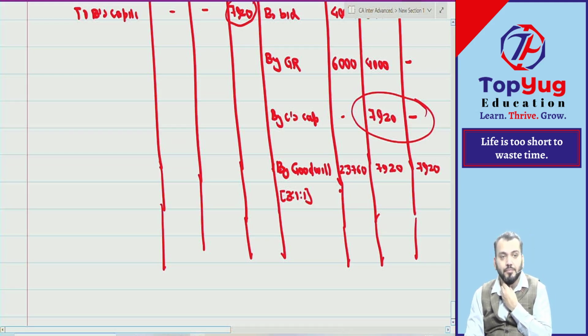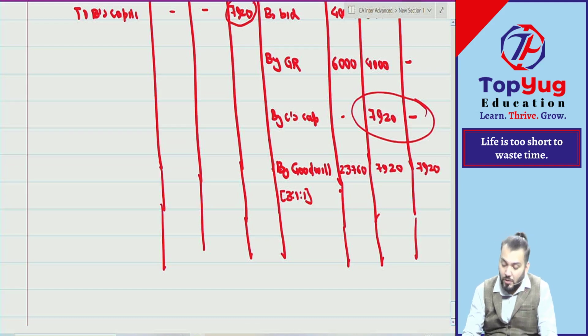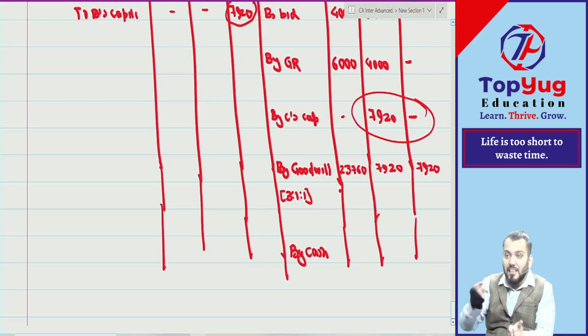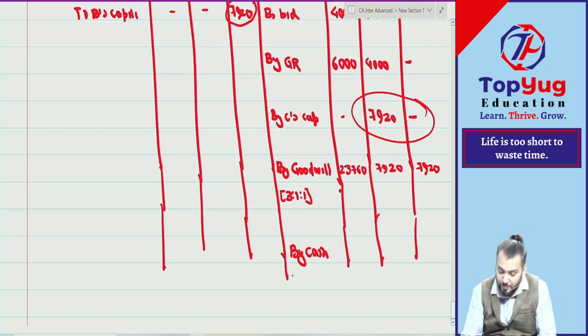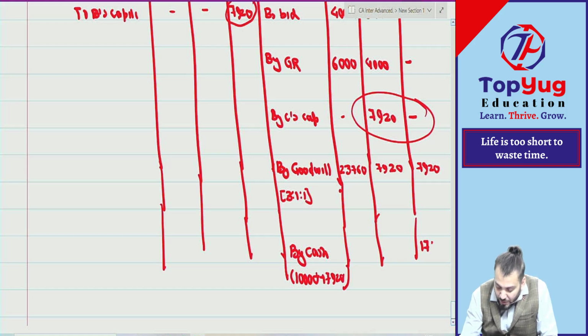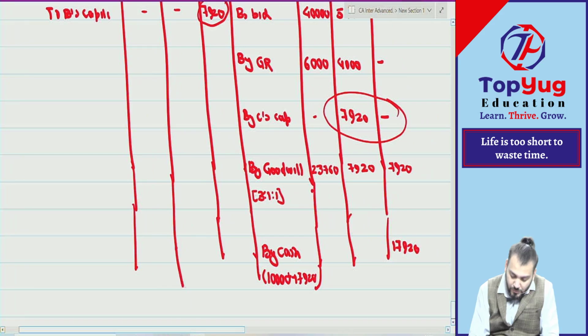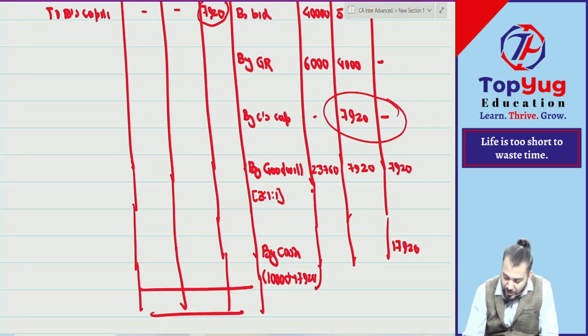Correct. Understood. Now, how much cash will he bring? He will bring 10,000 plus goodwill share. So what is he bringing? 10,000 plus 7,920. He is bringing 17,920. All points done or not? All points done. Say yes or no? So up to admission is done.